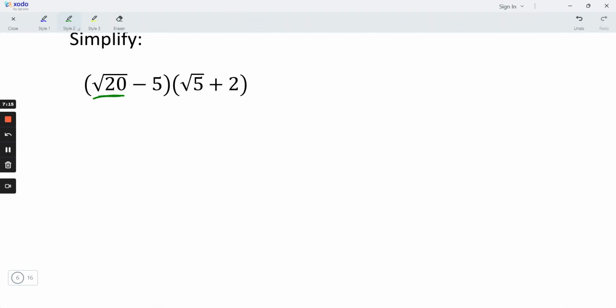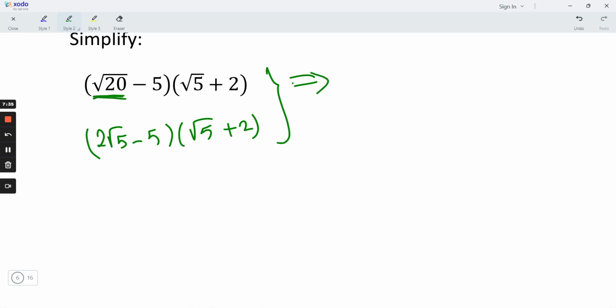So here you can simplify it as (2√5 − 5)(√5 + 2). Or you can keep it as it is and work it like this. √20 times √5, you will get √100. √20 times 2 will get plus 2√20.